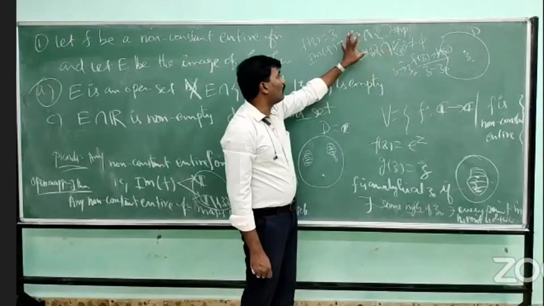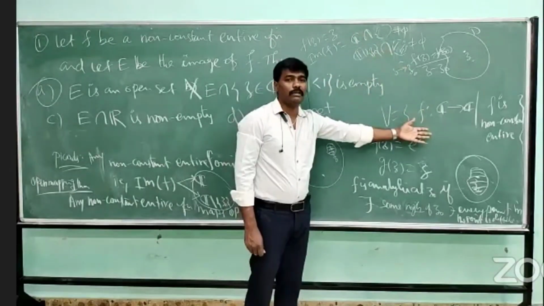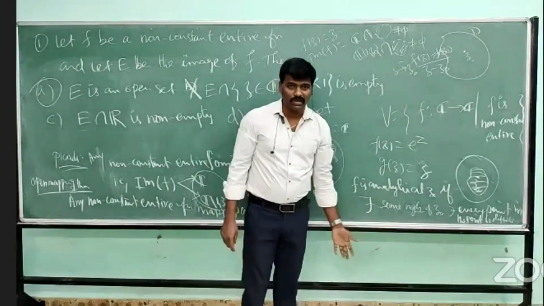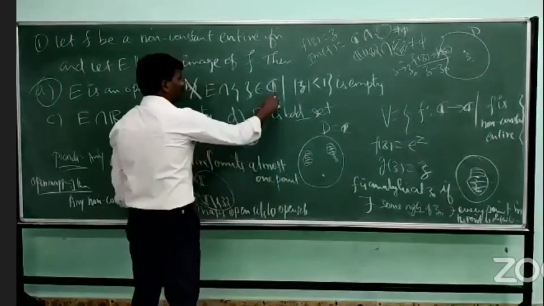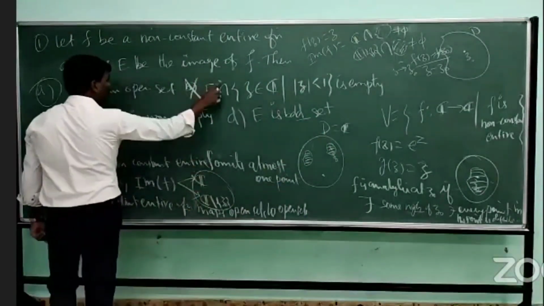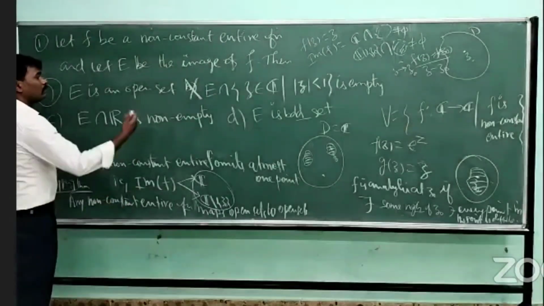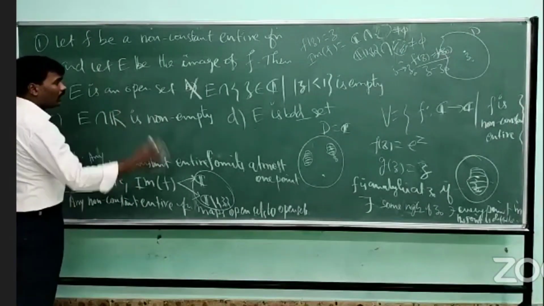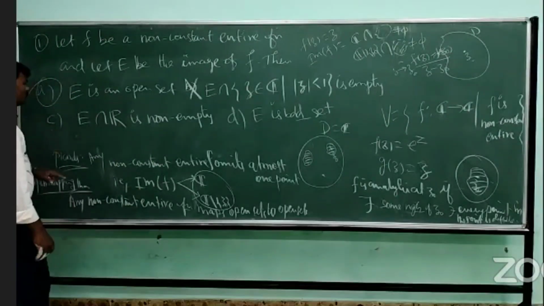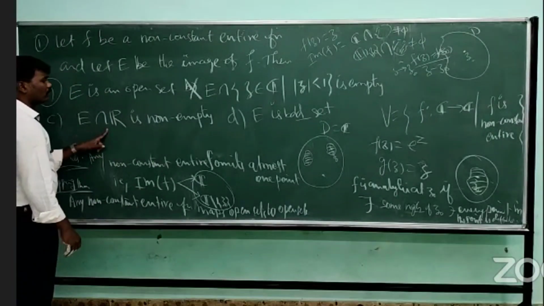So therefore, if you take any element in F, whose intersection is always non-empty. But here it says empty, and that is false. So B is false. B is always false. What about C? E intersection R is non-empty.